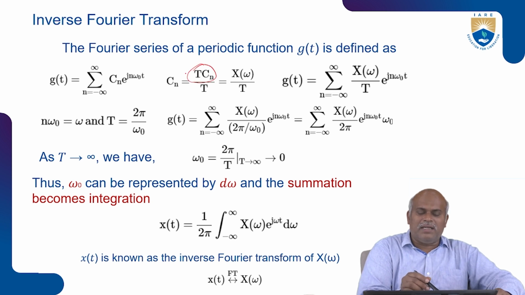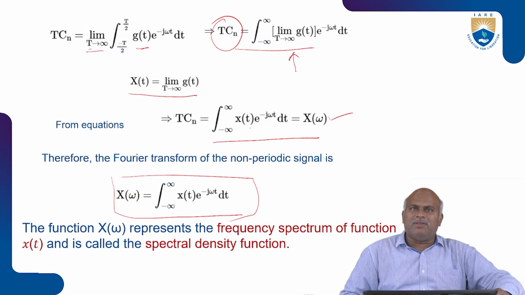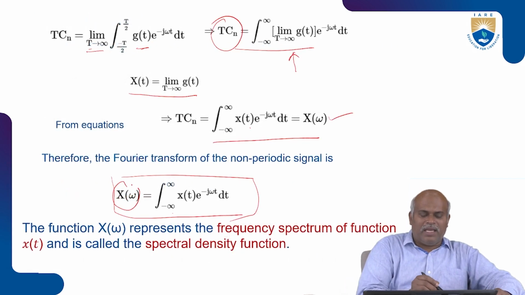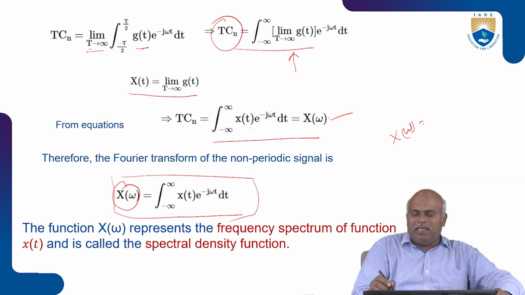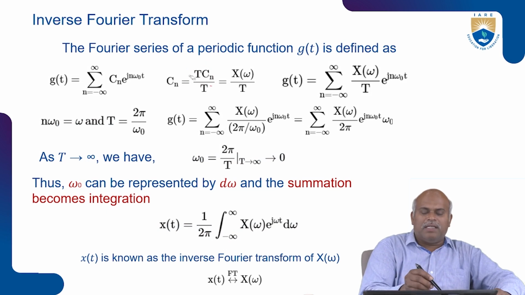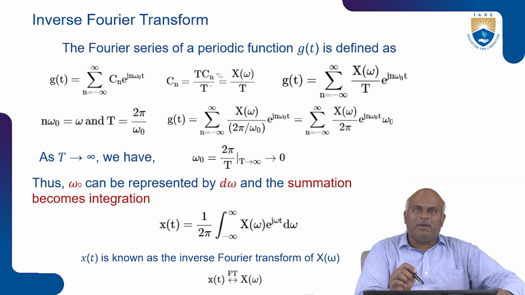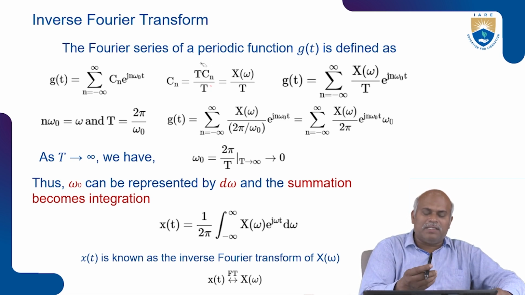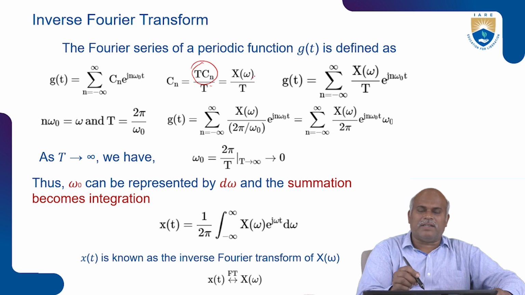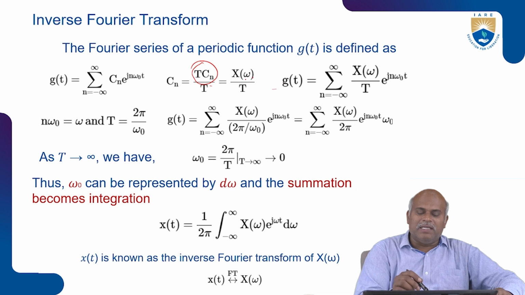This T c of n we derived from the equation of the previous condition. That value is equal to X of omega. So this X of omega is represented as T c of n, and this value I should substitute here. So c of n is T c of n divided by T, and I should write this value T c of n equal to X of omega, as per the Fourier series to Fourier transform condition. Now what will happen? X of omega divided by capital T.